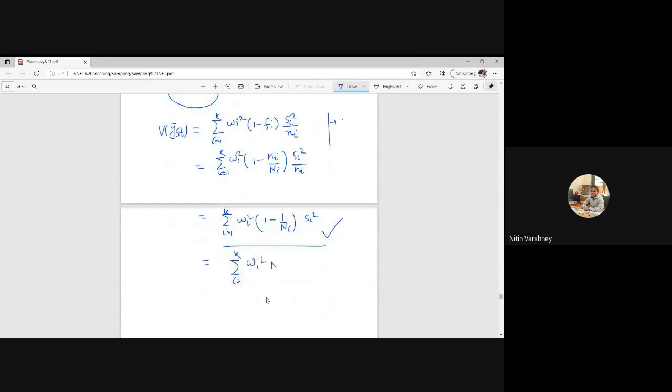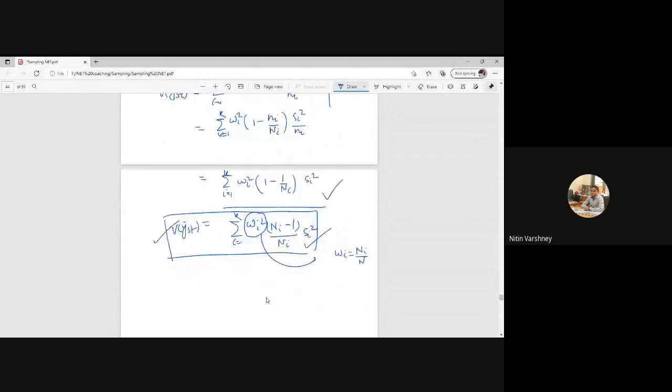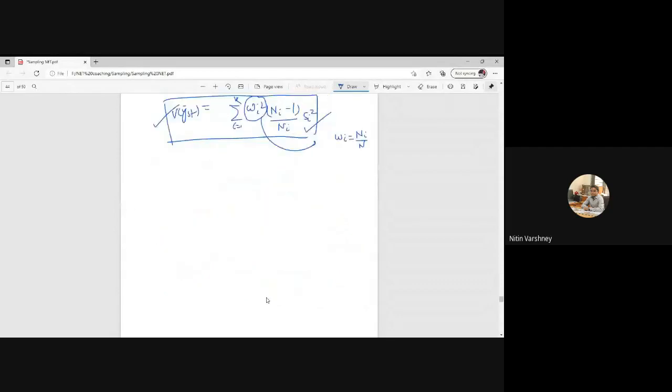Okay, so this is the format. Now you can also simplify by putting the value of Wi, that is Ni upon n. So you can also simplify this, but this is the case. We will put ni equal to 1 and we will get the variance in case of collapsing of strata. Okay, got it. Now there is another concept, that is post stratification.